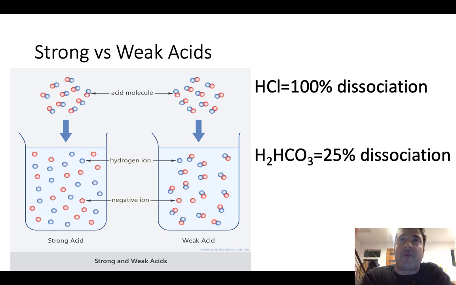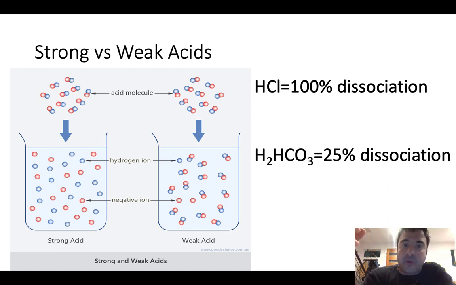Now, we've talked about buffering systems. Buffering systems are systems that resist changes to pH. They always consist of weak acids and weak bases. In response to an acidic insult, the base will activate, shifting the reaction to the left. In response to a basic insult, the acid will activate, shifting the reaction to the right.